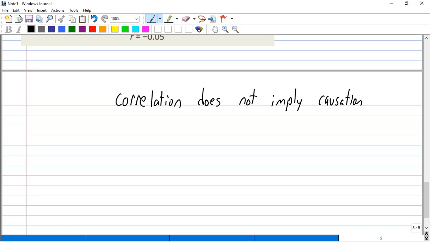So you can make a correlation between snake bites and ice cream, but snake bites don't make people eat more ice cream. I don't know, maybe they will when they're in the hospital. I don't know. But correlation does not imply causation.